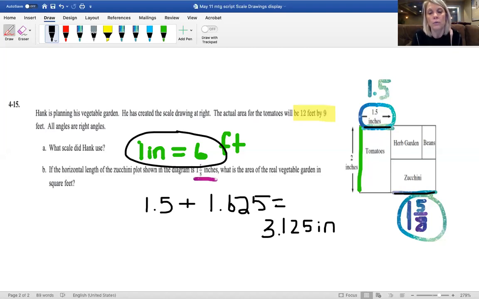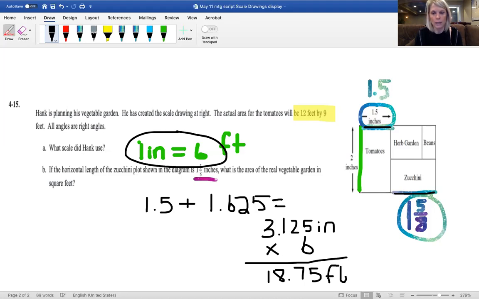If we know we have 3 125,000 inches, all we have to do is take that, and to find the real length of this garden, we have to multiply this by 6. And what do we get? Use your calculators. When we do 3 125,000 times 6, how many feet long is this? We know it's 3 125,000 inches long. So it'd be 18 7/500 feet. Good. So the real length of this is 18 7/500 feet.